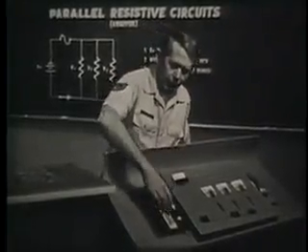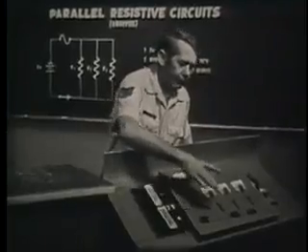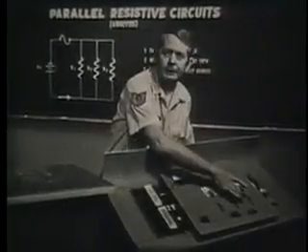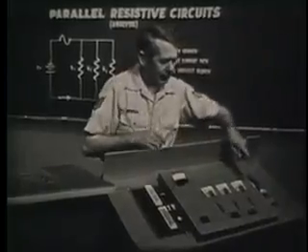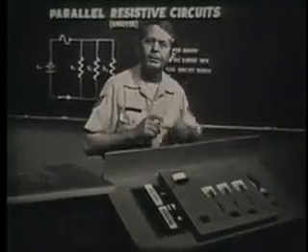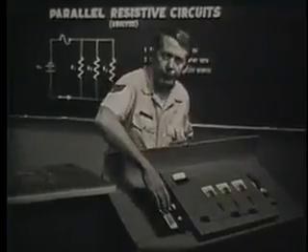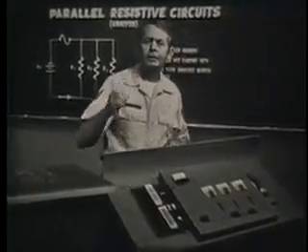Remember, the total voltage appears across each branch. Then the current in any one branch must be equal to the applied voltage divided by the resistance of that branch.